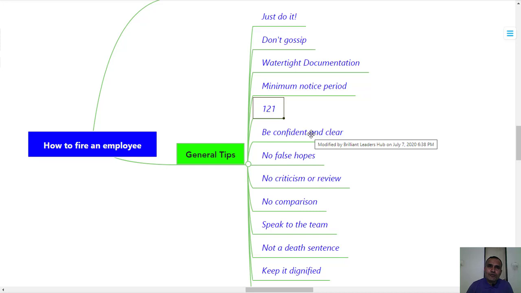There are so many people who have been fired from their jobs and went on to achieve great things. So you never know. So don't think of firing as a death sentence. Just think of it as an unpleasant no-fault divorce.